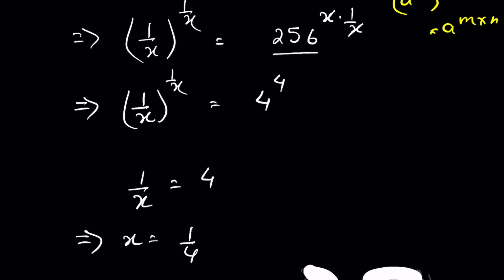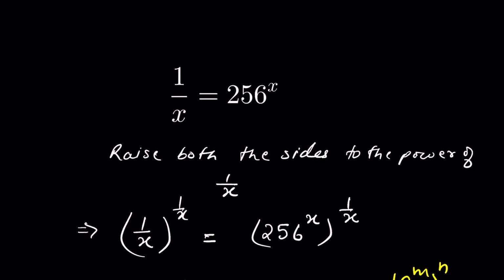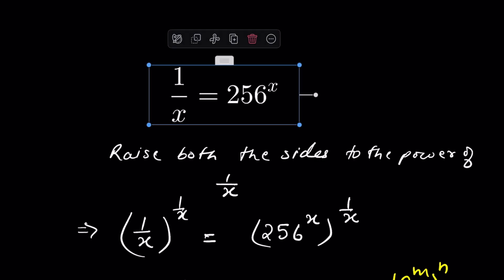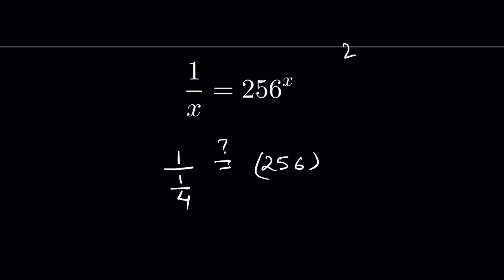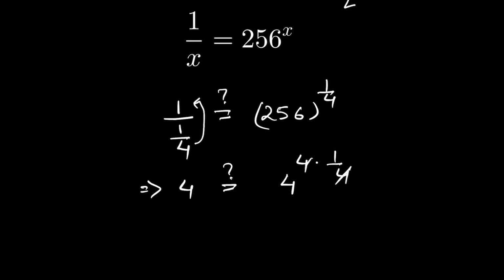Let's verify this answer. 1/x is equal to 256^x. We have to check whether LHS is equal to RHS. So 1/x is 1/4. Check whether it is equal to 256 raised to the power of 1/4. Now it is equal to 4 because 4 goes to the numerator. 256 is 4 raised to the power 4, then times 1/4. 4 and 4 get cancelled. So LHS is equal to RHS. Therefore, x is equal to 1/4.